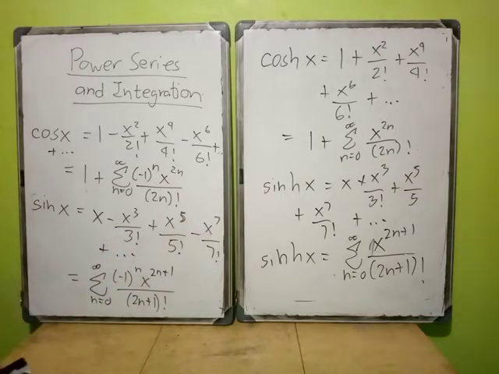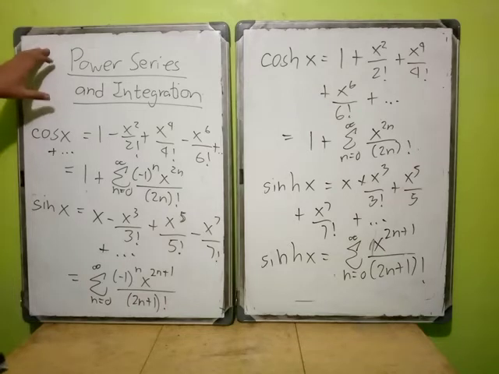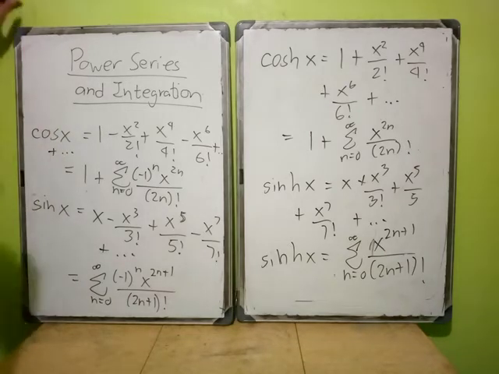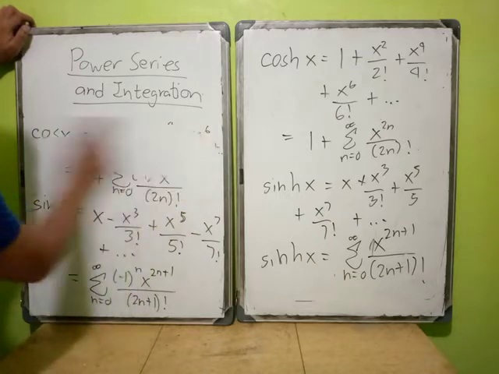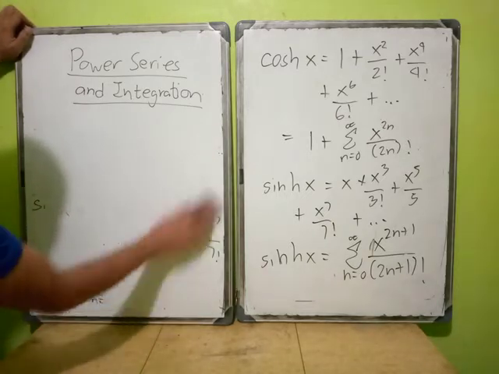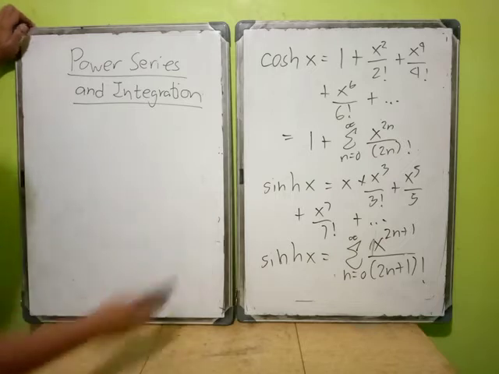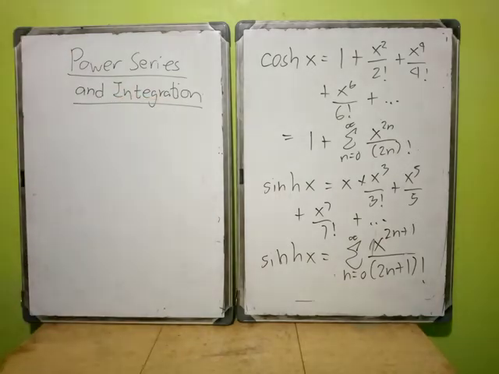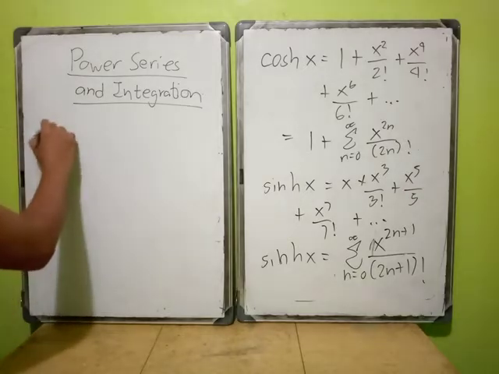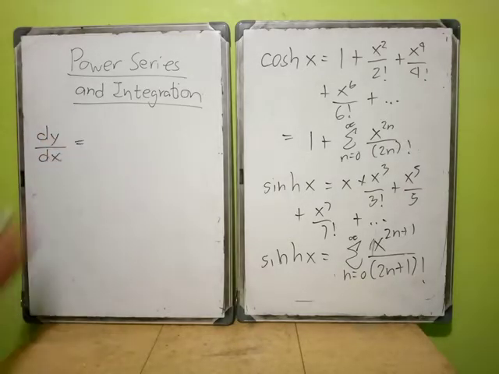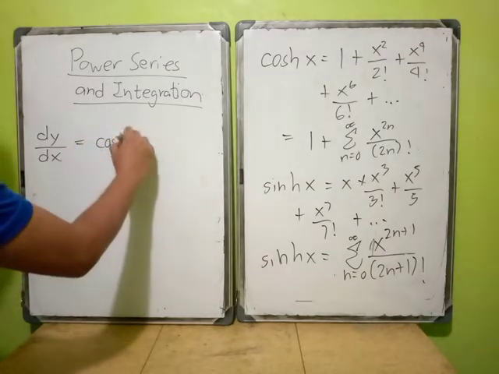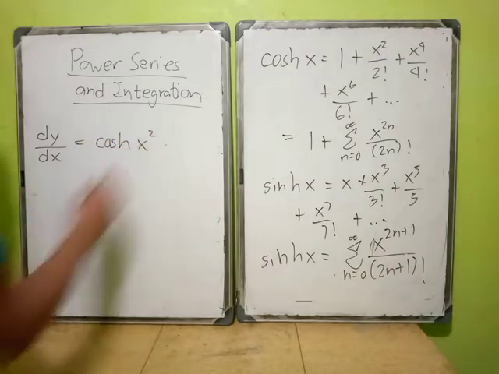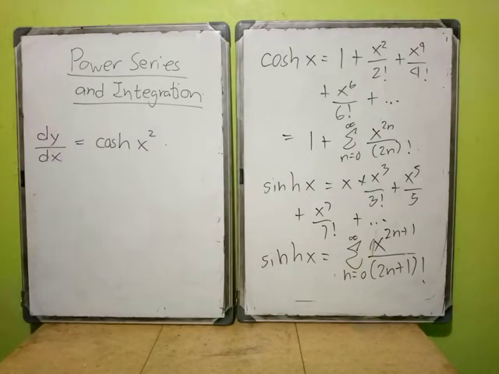But we will discuss how to effectively use our knowledge of power series in order to solve some complex integration problems. Let us say we have this problem: dy over dx is equivalent to hyperbolic cosine of x squared. So how do we solve this one?